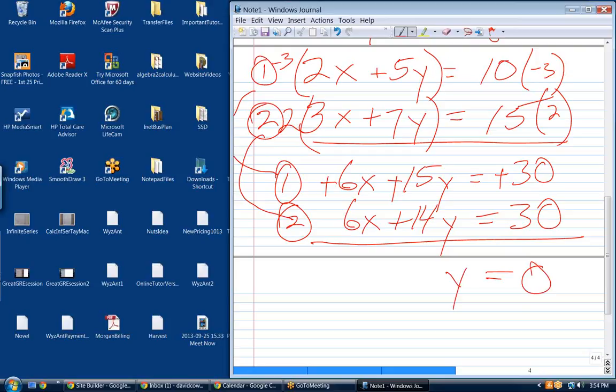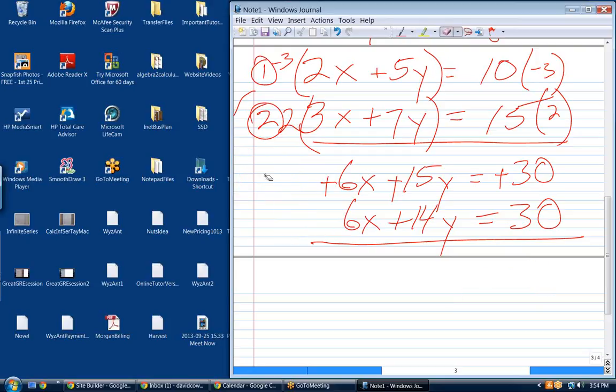So the two things to remember are that you can add or subtract these, and you can multiply each equation by whatever number you want as long as you multiply every term in it. You always have to multiply the x term, the y term, and the number.